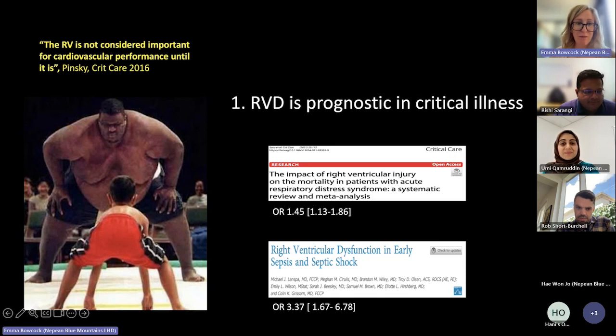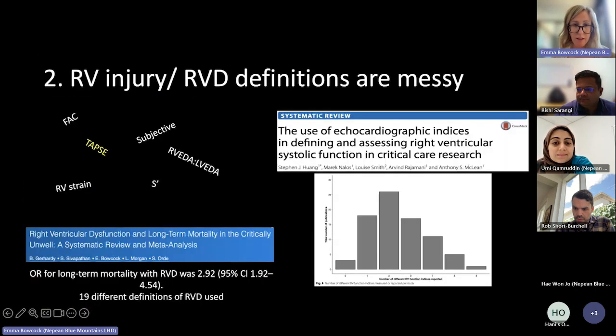This is probably my favorite thing that I've read about the RV, and it was from Pinsky in Critical Care. It said the RV is not considered important for cardiovascular performance until it is. And it's so true. If you don't think about it, you miss the boat, it's gone, and you enter that spiral, and it's really hard to pull the RV back, which is why I'm so interested in it and why I like teaching about it.